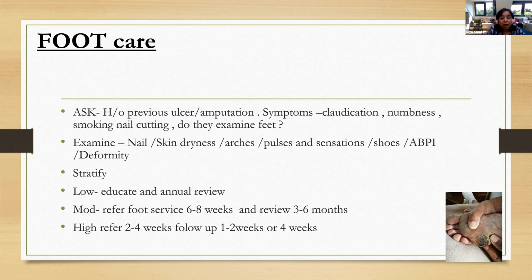Are the arches okay? Have they got flat feet? Do they need support with that? Then you check the pulse and sensations. Just check the shoes. Are they wearing the right shoes? Or have they got corns because they're wearing wrongly fitting shoes, or have they got bunions? So just check for all that.